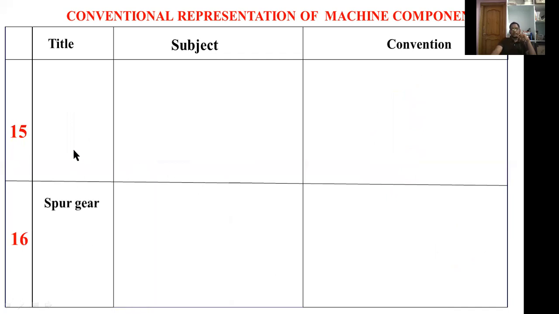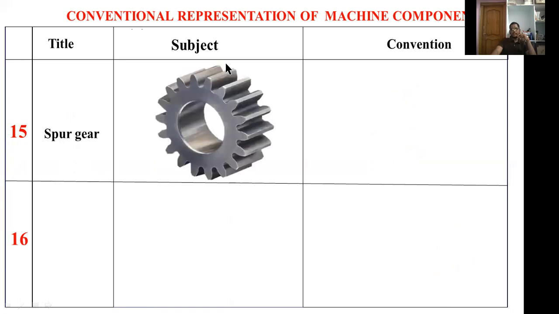Now coming to the bearings. How to represent a spur gear? This is the actual diagram. Actually, this spur gear contains many teeth on the hub. This one is the hub. This hub contains teeth. These are called teeth. How to represent this spur gear?